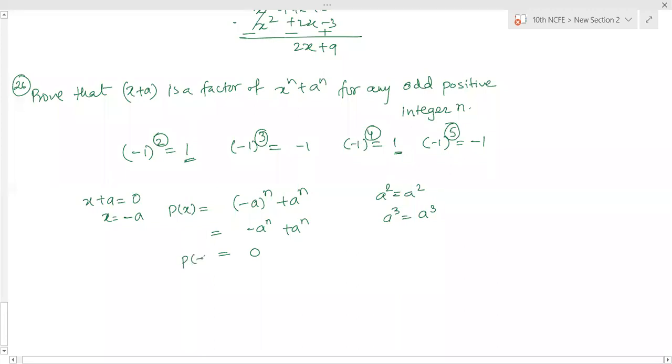So P of minus a is 0. Therefore x plus a is a factor. It's clear? Yes, ma'am.